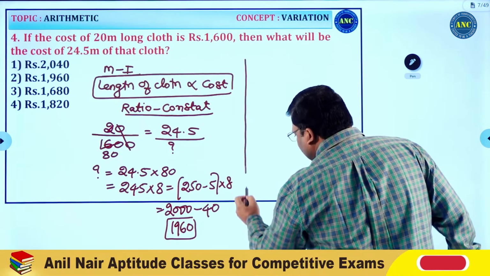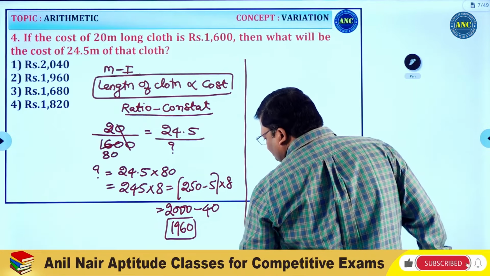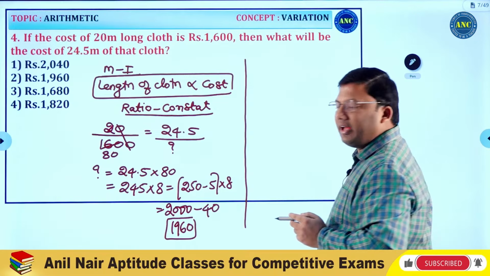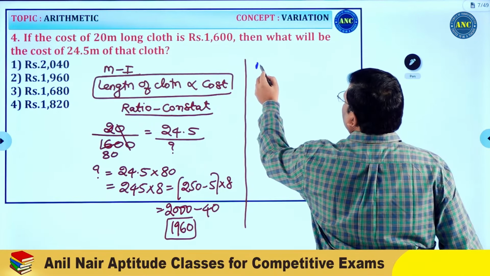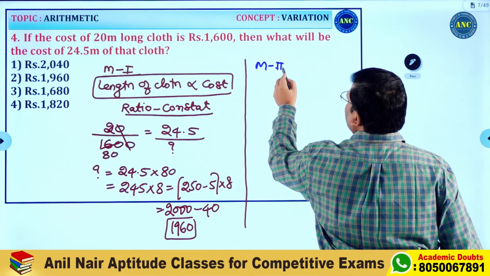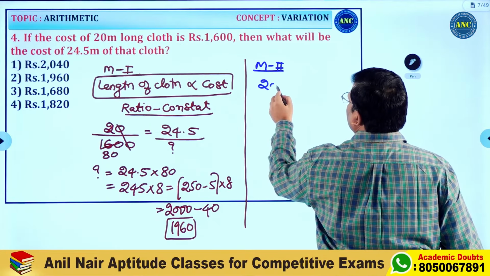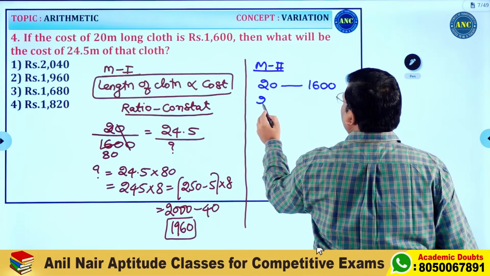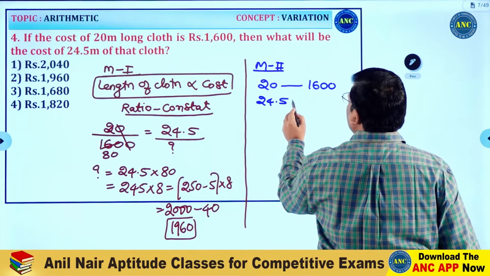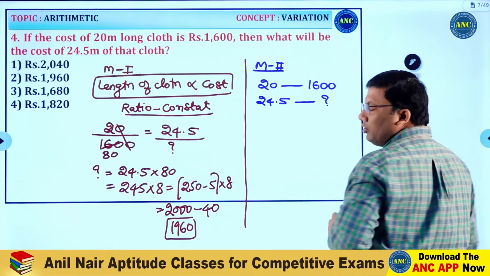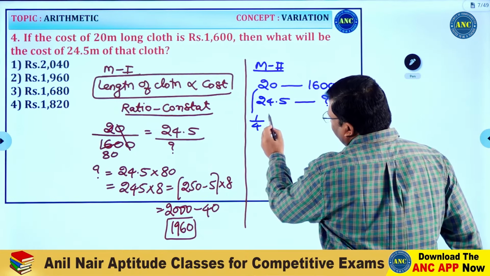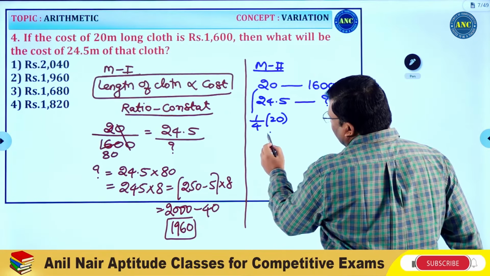Let us see if there is any other beautiful way to solve this question. Method 2. Listen carefully. What is given in the question? 20 meters of cloth cost 1600 rupees. 24.5 meters length of cloth will cost how much? If I take 1/4 of 20, 1/4 of 20 is 5.